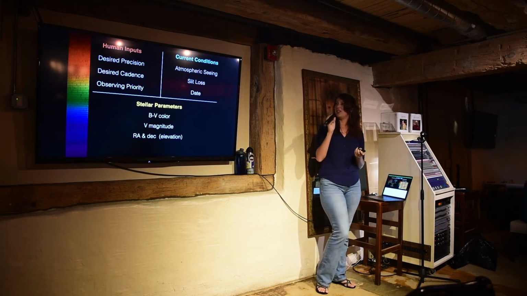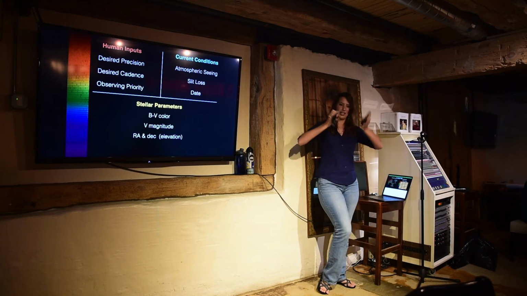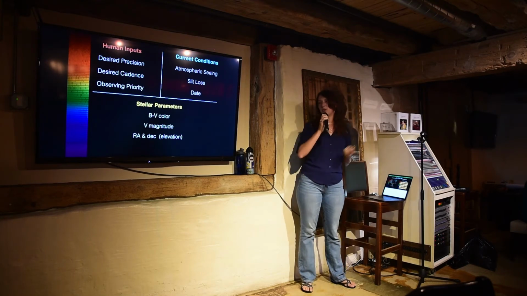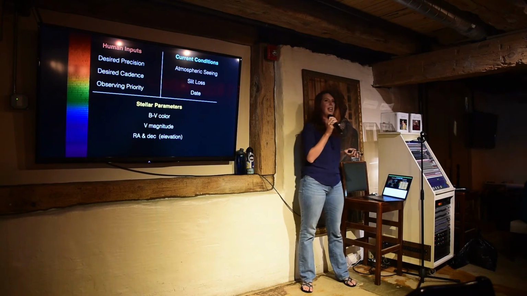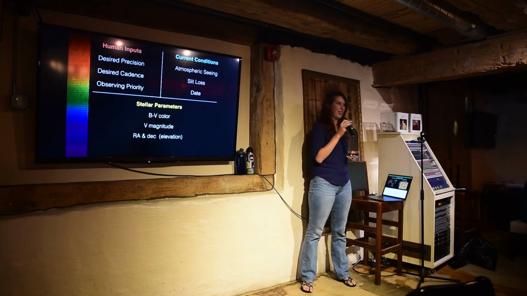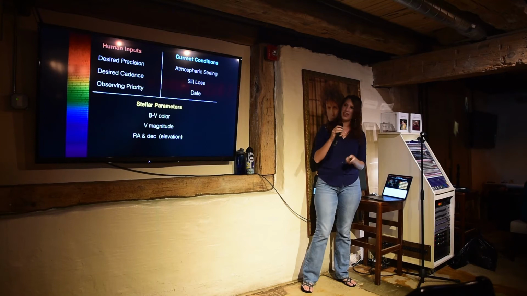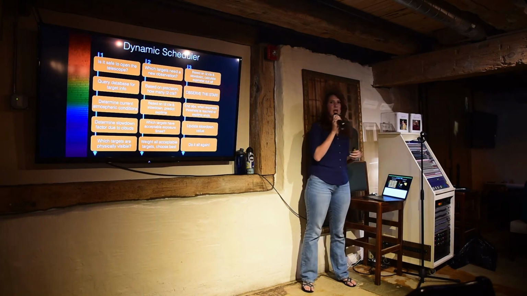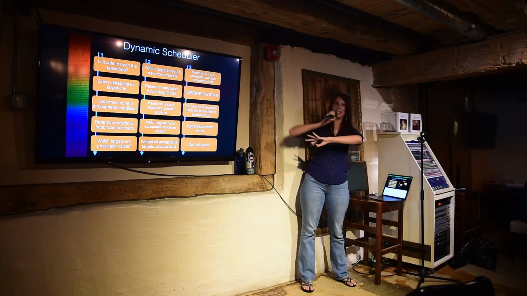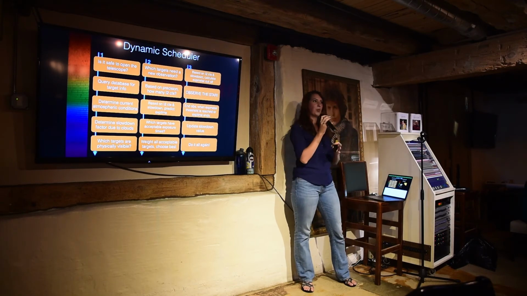What the slit loss is, so how the seeing affects what's coming in, and then the date, which we use as a proxy for how well our mirrors are doing. Because over time, they get little bits of dust and ash on them and they degrade. And so there's this big long flow chart that describes what we call the dynamic scheduler, but this is basically the software that I designed to help the telescope run itself.